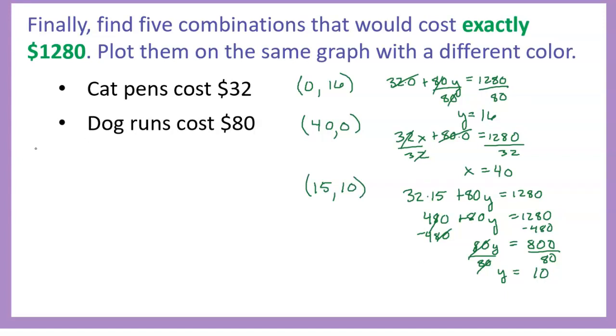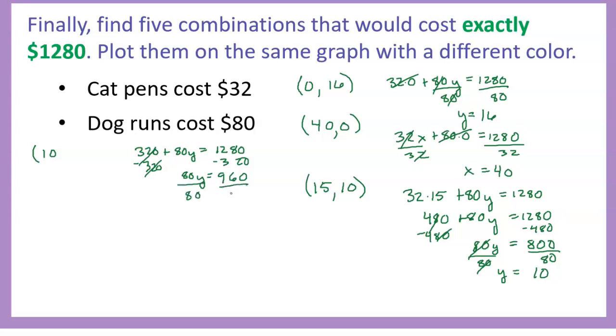Let's try 10. Maybe we can try 10 for the cat pens. Let's see what we need. Well, 32 times 10 is going to be 320. And then some number of dog runs equals 1,280. We subtract 320 from both sides. We get 80y equals 960.